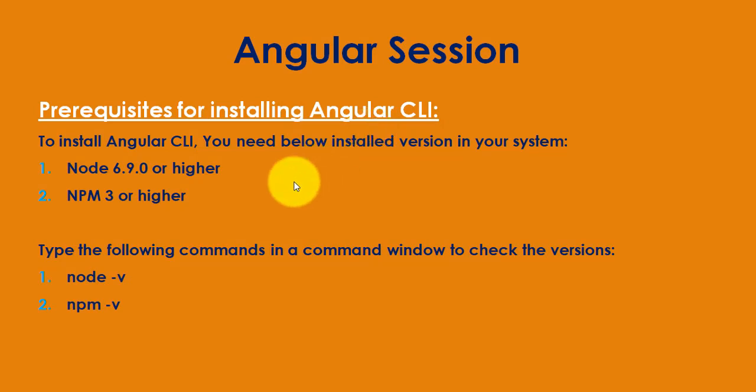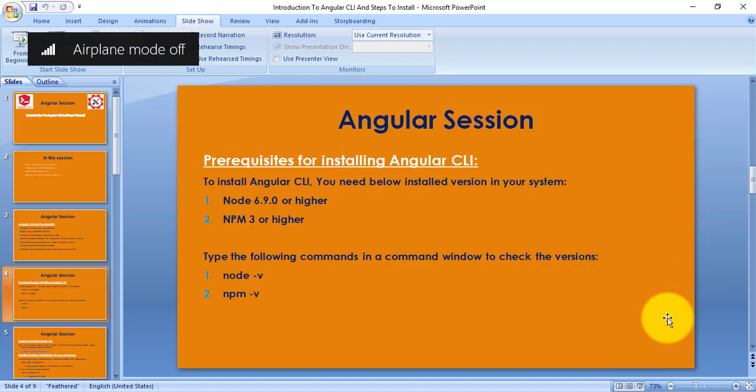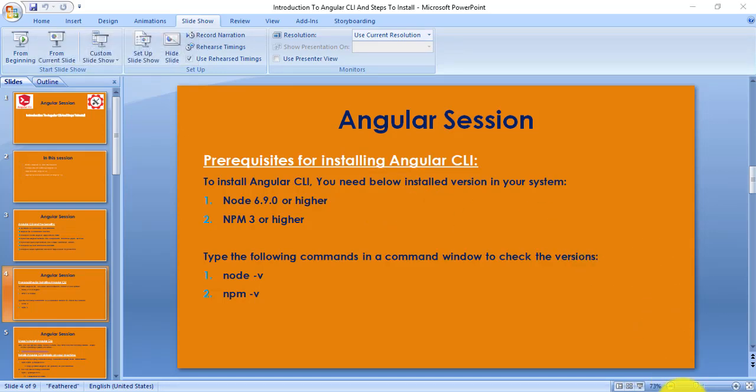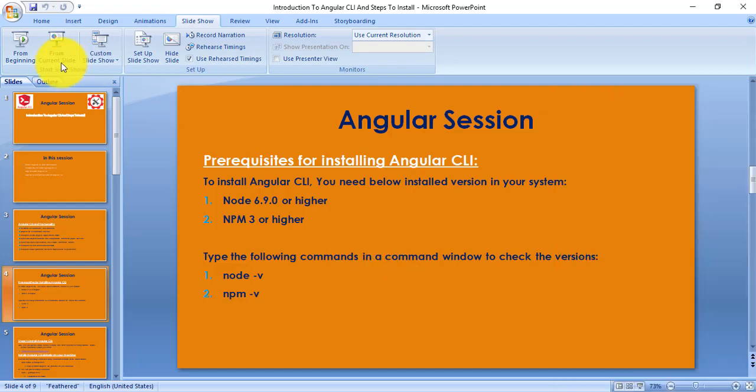Okay, now I just want to check whether our internet connection is on or not. We need to be connected to the internet to execute a few commands, so an internet connection is required. So I just connect our internet. Okay, now it is connected successfully. If you want to execute any command to install any Angular package in your system, your internet connectivity should be on, otherwise it cannot be installed.